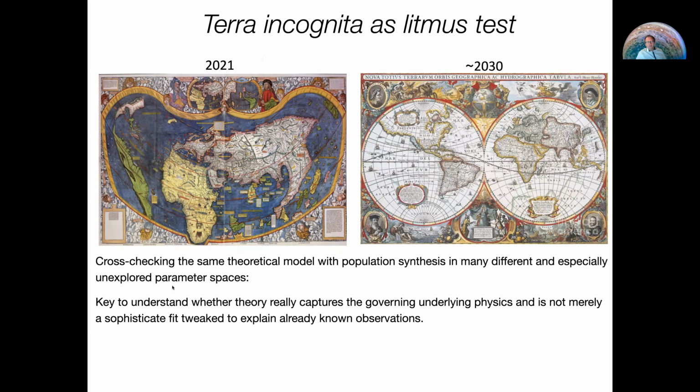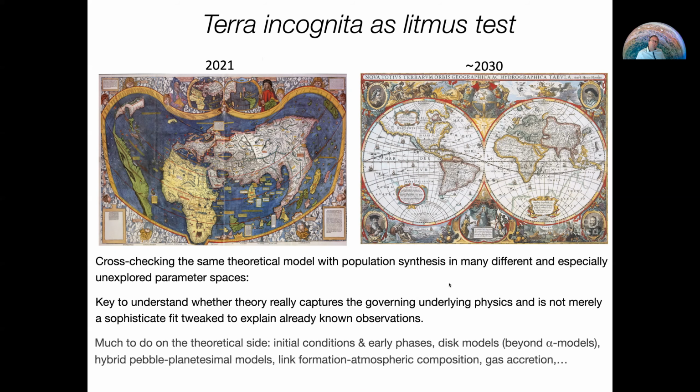But still, I think what will happen is that by then, we will have the possibility to cross-check the same theoretical models with population synthesis, many different, and especially currently unexplored parameter spaces. And I think with that, this will be the key to understand whether our theory really captures the governing underlying physics, and is not merely a sophisticated, tweaked fit to explain what we already know. We will see.